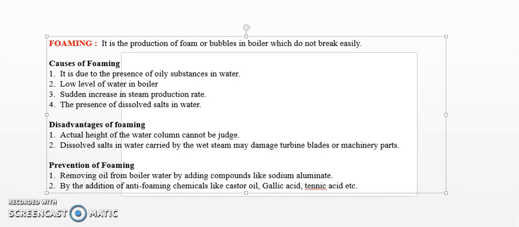Priming and foaming occur together. They are objectionable because dissolved salts in boiler water are carried by wet steam to the superheater and turbine blades, where they get deposited as water evaporates. This deposit reduces their efficiency, decreasing the life of machinery.